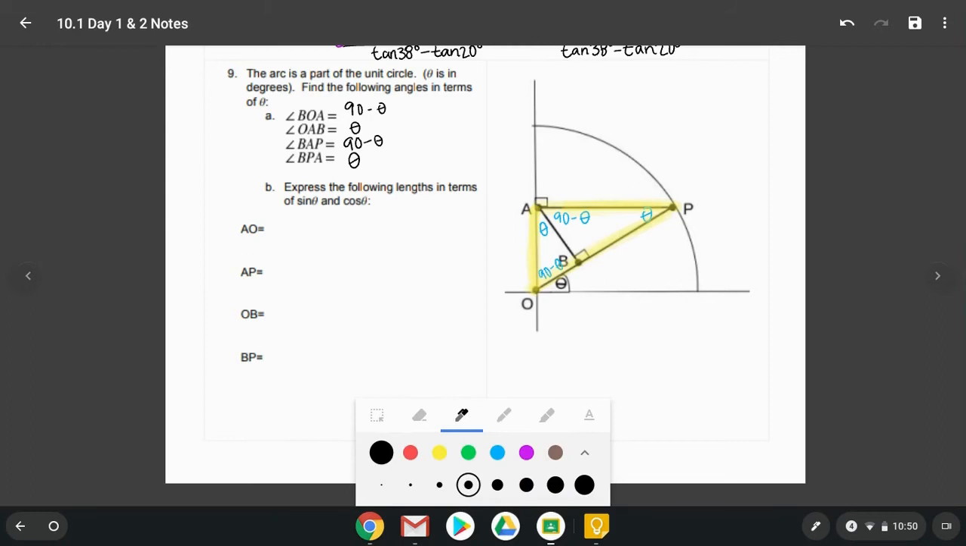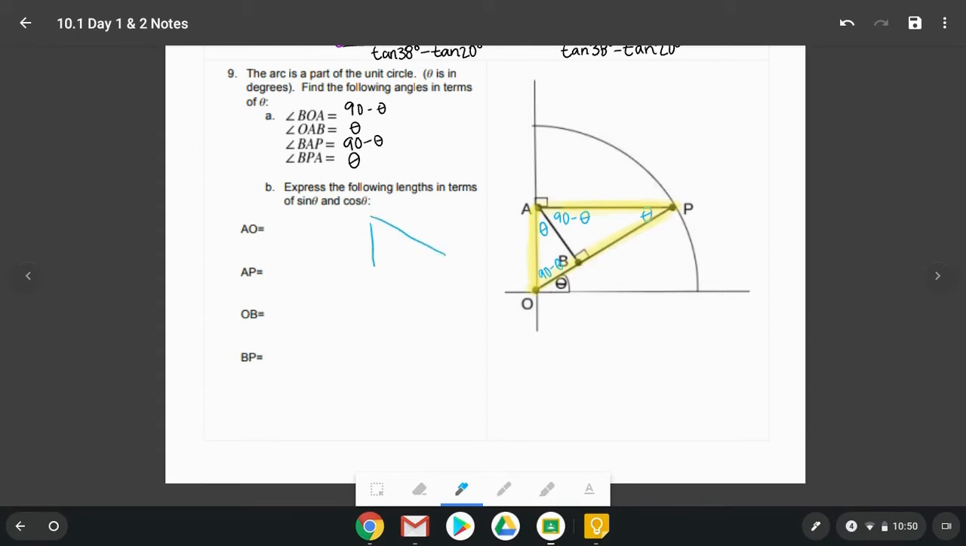And so really quickly off to the side, I'm going to redraw this triangle. And so remember we have a right angle at A, and we know our angle P was theta. Last piece of missing information, remember that this arc is on our unit circle. Because our arc is on the unit circle, I can call side OP a length of 1.